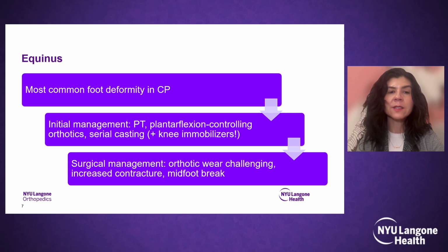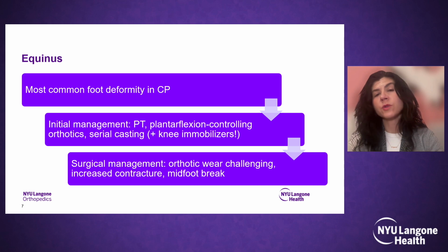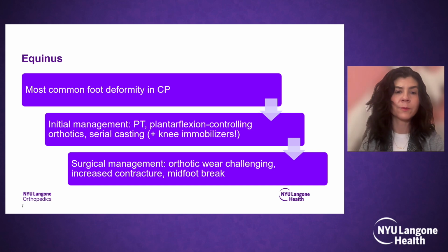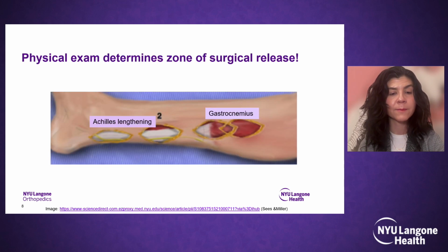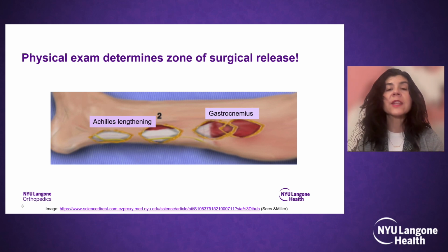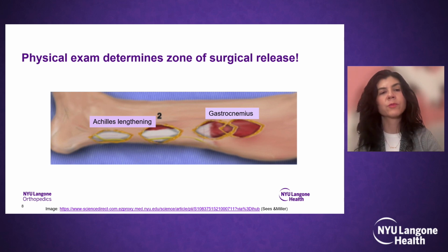Brandt alluded to in his talk, you really want to be careful during the physical examination to get the calcaneus in neutral, or else you are going to think you have much more dorsiflexion than you actually do. And this is something that we teach our residents. So in thinking about what surgical releases to do, you say, okay, this kid has failed everything. I believe they need a surgical procedure. Your physical exam is really going to determine your zone of surgical release.